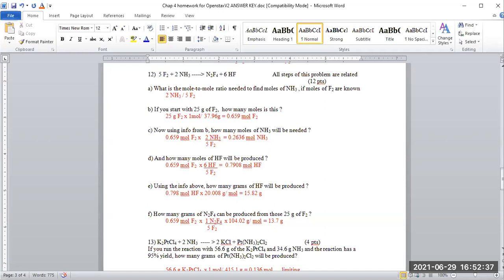Some of the errors I saw, some people flip-flop their ratios. They put the wrong thing on top. And a couple people, I think, also made errors in their molar mass. So keep an eye on your periodic table information when you are calculating molar mass.